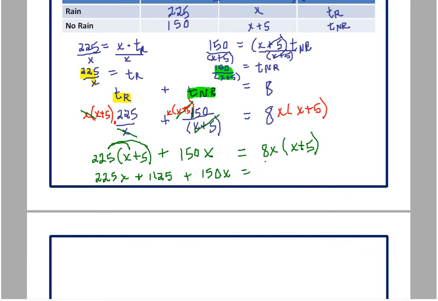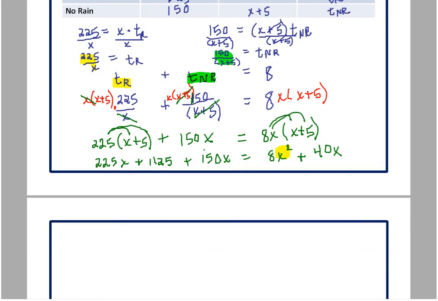And on the right, we need to distribute in the 8x. So this gives us 8x squared plus 40x. Now, to solve this type of problem, I want you to notice we have an x squared here. So we have to solve this using quadratics. It's a quadratic equation. And the way we do that is we get this x squared part and everything over to one side and set it equal to 0 on the other side.